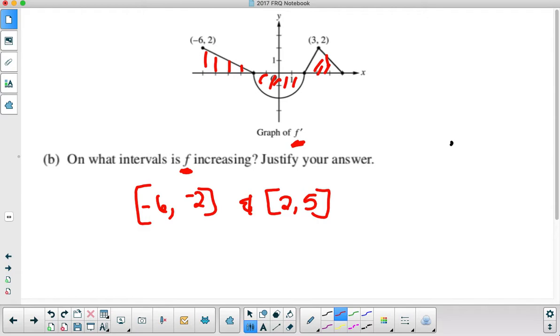The stuff that's below the x-axis is negative. That's a negative area, so the area would be decreasing there. Again, you're thinking going from f prime to f. That's an area. That's an integral. So think about that going backwards there. Okay, part C.